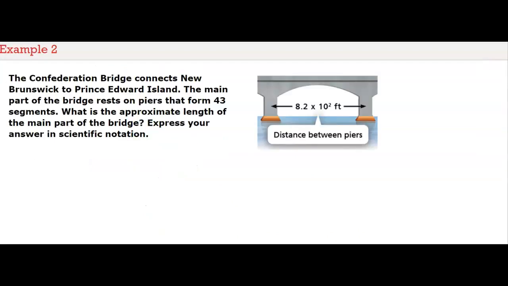The Confederation Bridge connects New Brunswick to Prince Edward Island. The main part of the bridge rests on piers that form 43 segments. What is the approximate length of the main part of the bridge? Express your answer in scientific notation.